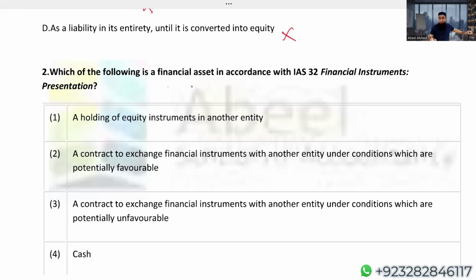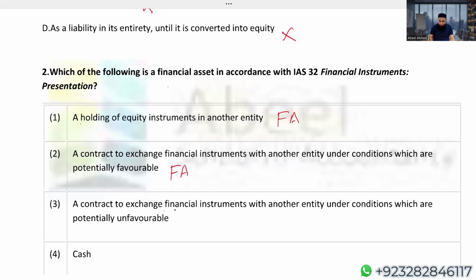Which of the following is a financial asset in accordance with IAS 32? Financial instrument presentation. A holding of an equity instrument, yes. When you are holding shares, so ordinary shares of another company, it is a financial asset for you. A contract to exchange financial instruments with another entity under conditions which are potentially favorable is a financial asset, like when you are a buyer of a call option or put option, they are financial assets for you.